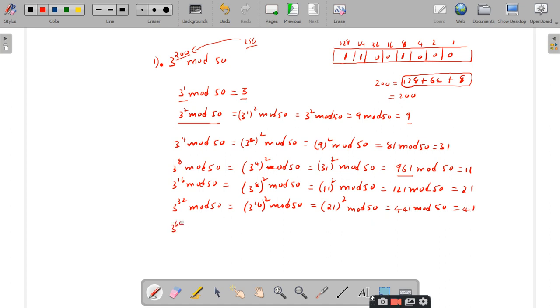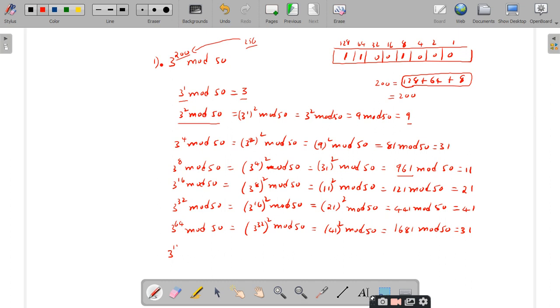Super. Now I calculate 3 power 64 mod 50. I get it as 3 power 32 whole square mod 50, which is equivalent to 41 whole square mod 50. So 41 into 41 means 40 40 1600, 1681. Super. 1681 mod 50. So what is the output I will get? 31, sir. Super.